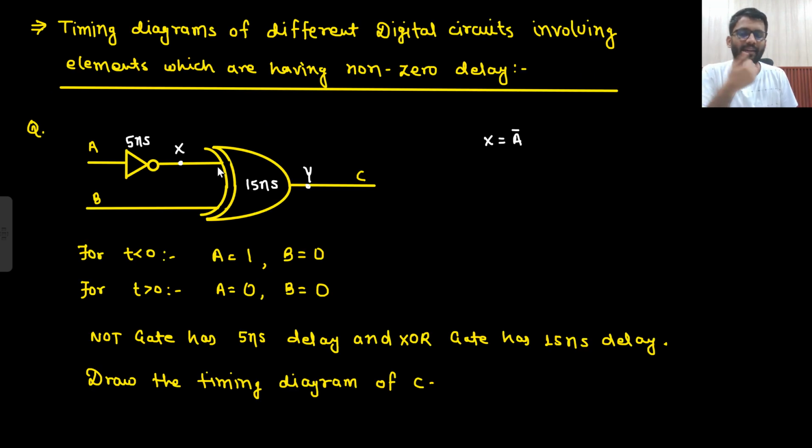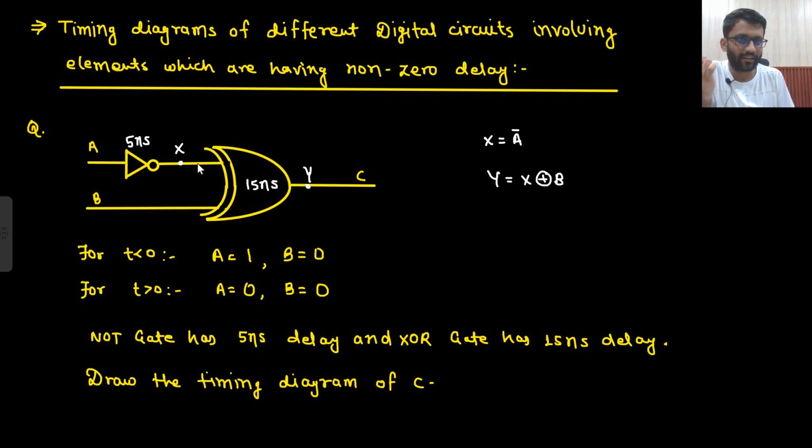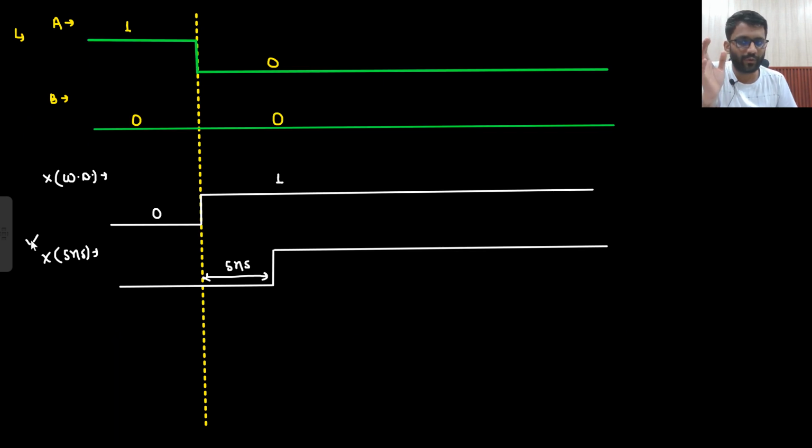Now what is my second target? My second target is Y. What is Y? Y is X XOR B. I am not thinking about the delay. My target is only to make the waveform. So X XOR B. Now which X will I take? Here I will take the delayed one, because that is the new waveform I have got. So the delayed one I will be taking, XOR with B.